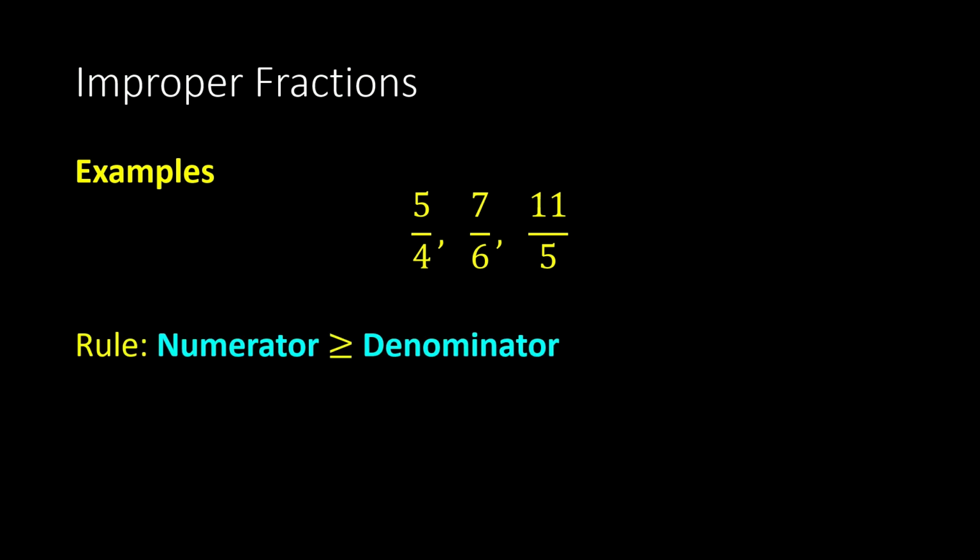An improper fraction is equal to or greater than 1. The numerator is equal to or larger than the denominator. So for example, 5 over 4, 5 is greater than 4. Or 7 over 6, 7 is greater than 6. Or 11 over 5, 11 is greater than 5. So for an improper fraction, the numerator is always greater than or equal to the denominator.